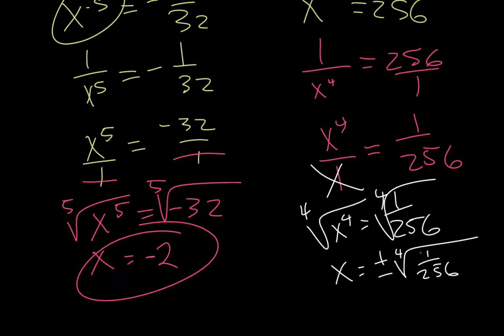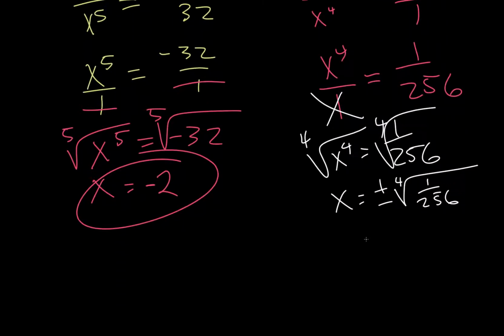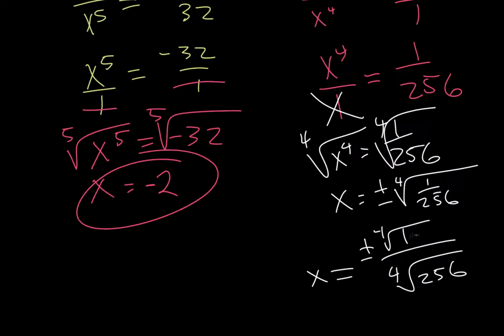And so essentially we're looking at it like this. So we have plus or minus 4th root of 1 over the 4th root of 256, just kind of a messy fraction like that. But the 4th root of 1 is just 1, and the 4th root of 256 is 4, because 4 times 4 times 4 times 4 gives us 256, and we still have our plus or minus, and x is equal to that.